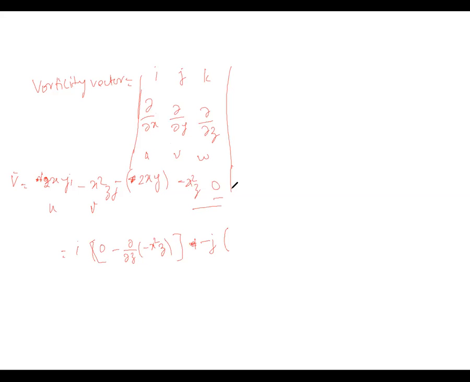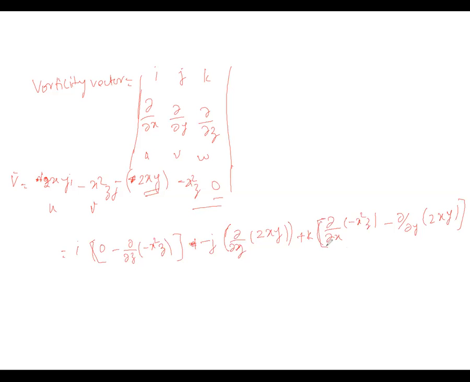Then for the j component, multiply the i and k columns: dou by dou x of w is 0, then minus dou by dou z of 2xy. Then plus k vector, where the k column is left over and i and j are multiplied: dou by dou x of minus x square z minus dou by dou y of 2xy.